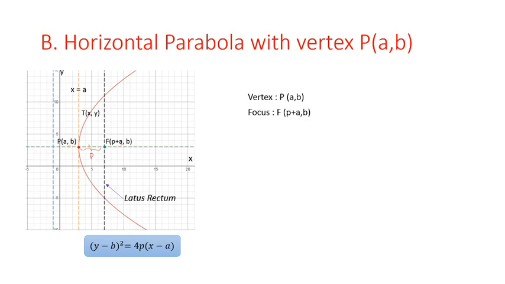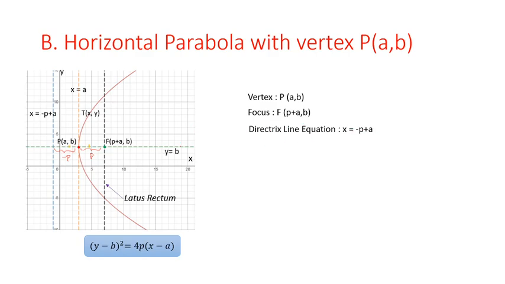So the focus will be (p plus a, b). Next, for the directrix line, since this is minus p, it will have the equation minus p plus a. The minus p is translated a units to the right. From minus p it goes to the right and becomes minus p plus a, so the directrix line equation becomes x equals minus p plus a.